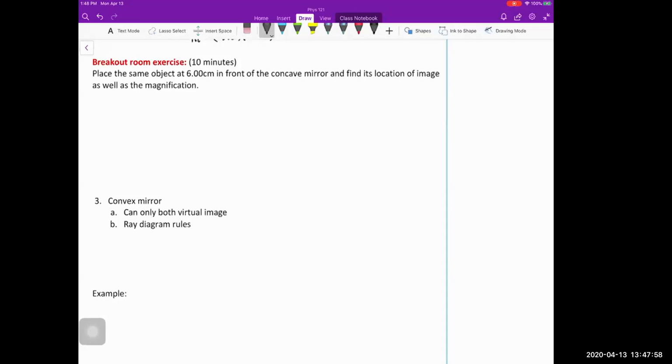The problem you are going to solve is the same kind of setup, the same kind of mirror, but you're going to put the object 6 centimeters in front of the concave mirror. So it's going to be 6 divided by 2 equals 3? No, 6 is the object. Okay, you guys okay? Now I'm going to open the rooms.